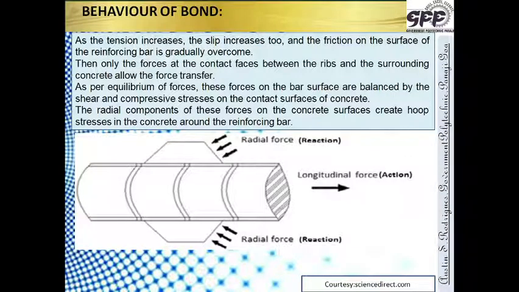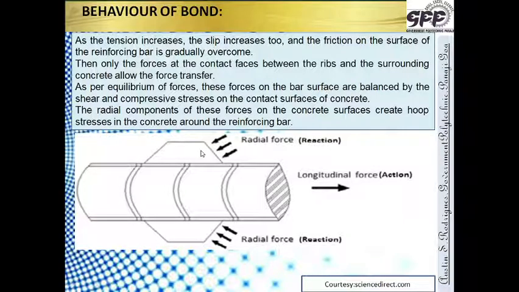Now as the tension increases, the slip increases too. The slipping starts. The friction on the surface of the reinforcing bar is also overcome. So the pull becomes a bit too much for the friction also to take. Then only the forces at the contact faces between the ribs and the surrounding concrete allow the force transfer. So the ribs which are there will be preventing the bar from moving.